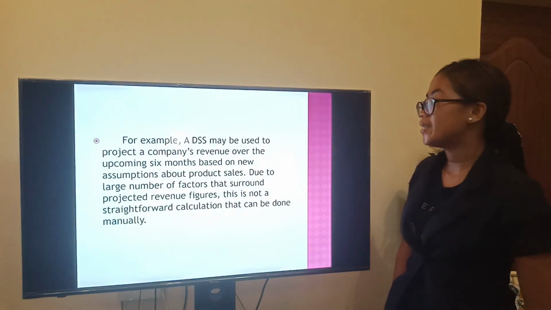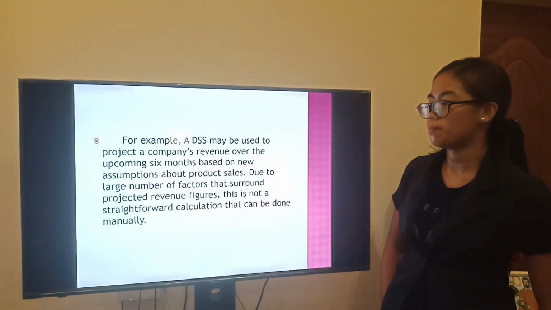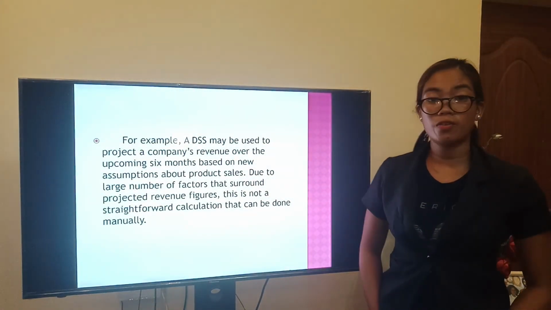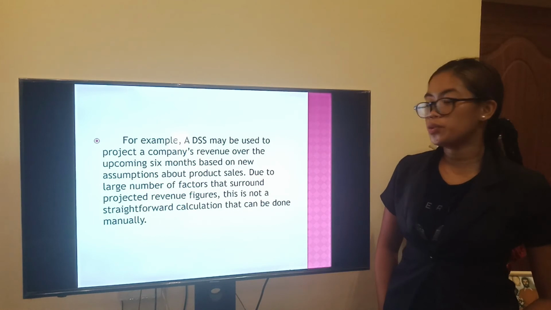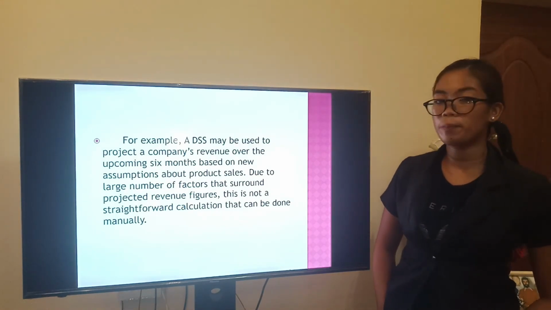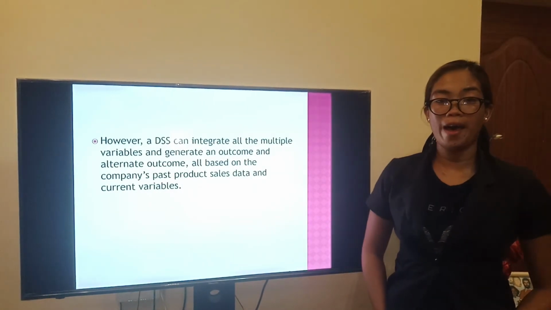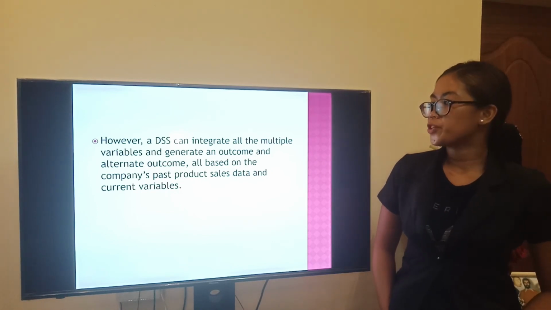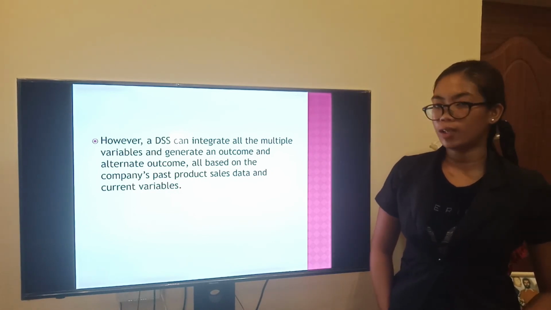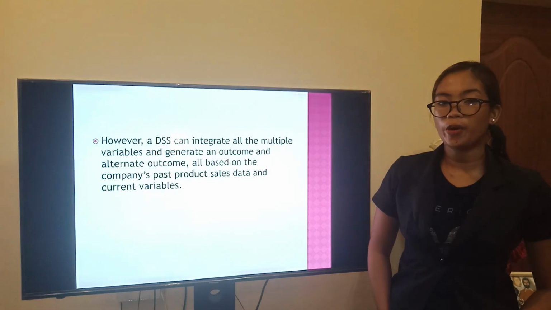For example, a DSS may be used to project a company's revenue over the upcoming 6 months, based on a new assumption about product sales. Due to the large number of factors that surround projected revenue figures, this is not a straightforward calculation that can be done manually. However, a DSS can integrate all the multiple variables and generate an outcome and alternate outcomes, all based on the company's past product sales data and current variables.